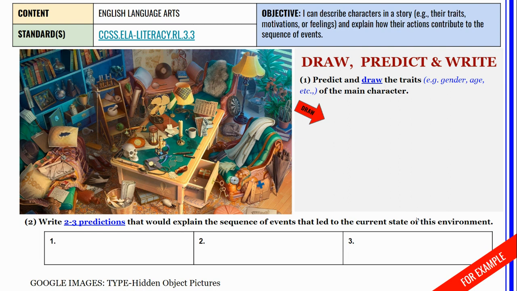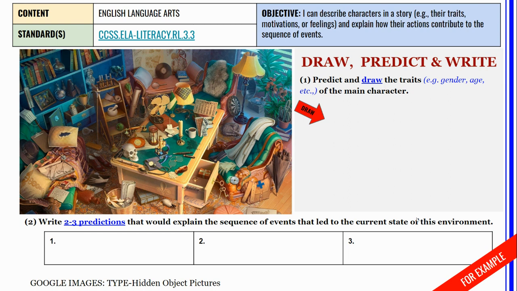So a hook that this teacher decided to use is to draw, predict, and write. Part 1 of this hook is to predict and draw the traits, such as the gender and age, of the main character. What do you think this main character looks, feels, and sounds like? It gets the scholar to visualize who they think the main character of this story is. What do they look like?